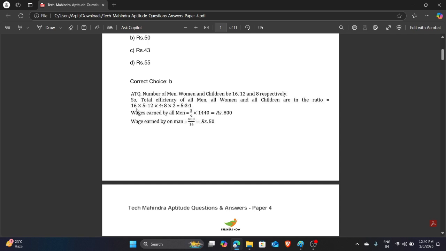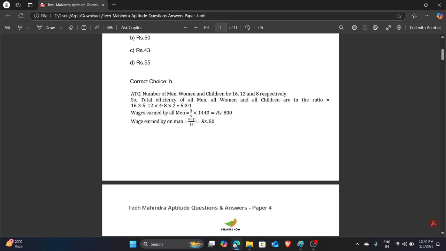And in this question, what did they do? First, they get the number of men, women, and children. Then they also multiplied it by their efficiency, and then made their ratios. It means the total ratio of work done is this: men do 5 units from the total work, women do 3 units, and children do 1 unit of work from the total work.